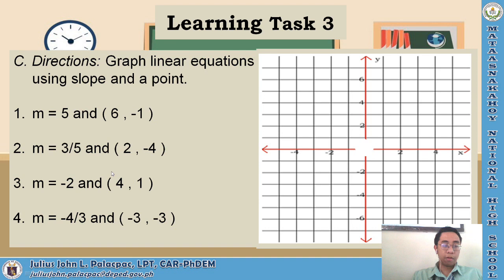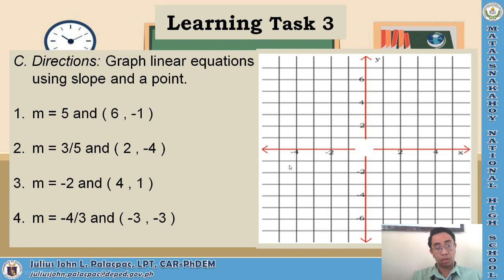On the second number, we have 2, -4. 2, -4 here. So this is the first point. And the slope is 3/5. So 3 upward from here. 1, 2, 3. And to the right, 1, 2, 3, 4, 5. So kindly extend your Cartesian plane to have more numbers so that we can graph it more.